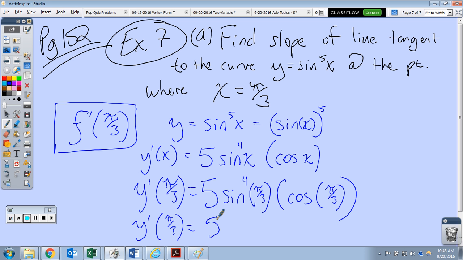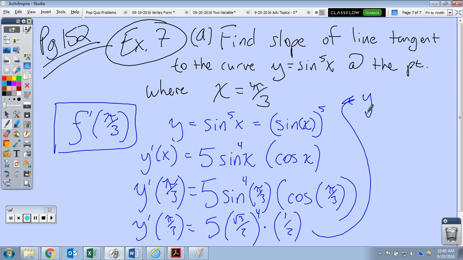So y prime of pi over 3 would be equal to 5 times, now sine of 60, if you forgot, is going to be square root 3 over 2, and this is to the 4th power, times the cosine. We'll just go ahead and simplify it. The cosine of 60, or the cosine of pi over 3 radians, is 1/2. And so y prime of pi over 3 radians, or 60 degrees, would be equal to 45 over 32.